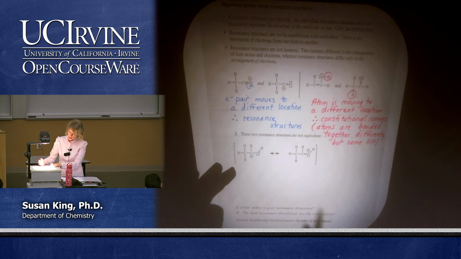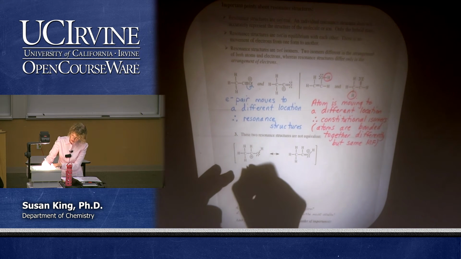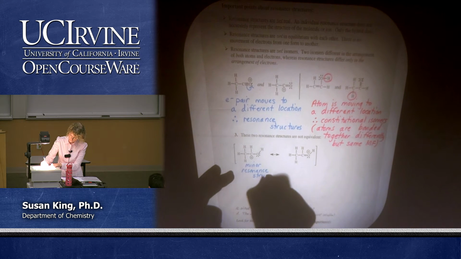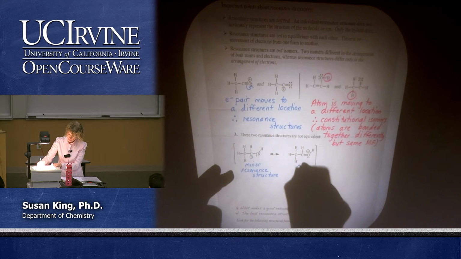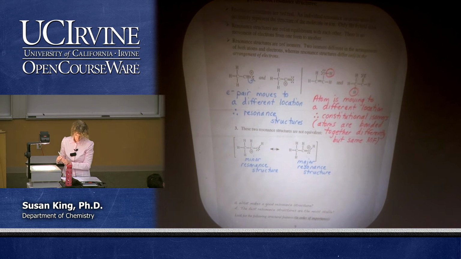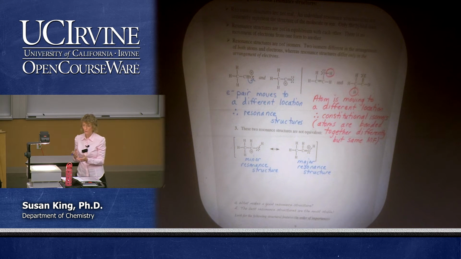All right, another point I want to make about these two resonance structures: they are not equivalent in energy. We would call this one the minor resonance structure, and this one here is major. So one of the things you need to be able to do is, number one, draw resonance structures, and then be able to determine which one's major and which one's minor.